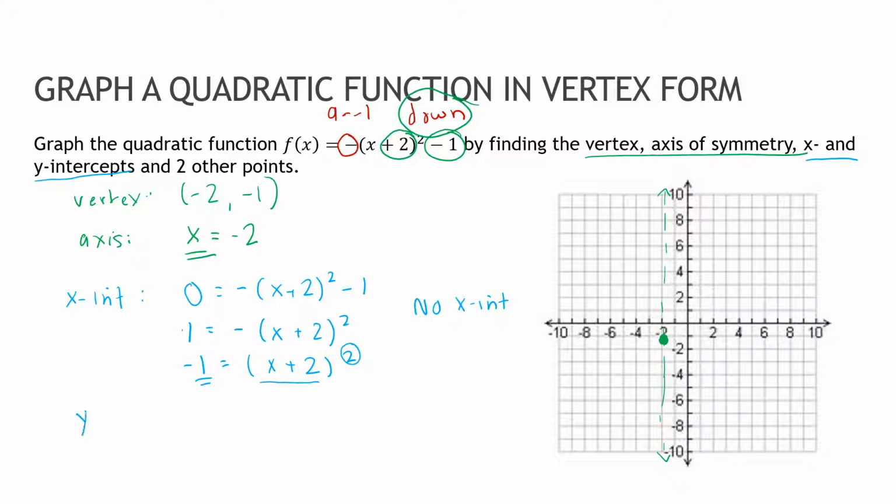For the y-intercept, I'm going to say y equals -(0 plus 2) quantity squared minus 1. Remember the negative's on the outside, so this is just 2 squared minus 1, which is negative, and then 2 squared is 4 minus 1. So really I have -4 minus 1, which is -5. So at -5, I know that my parabola crosses the y-axis.